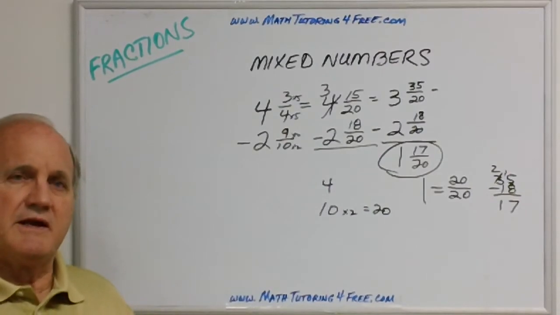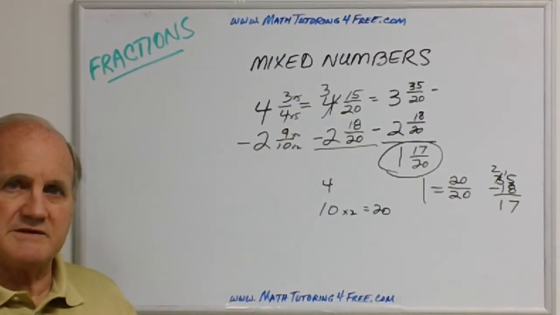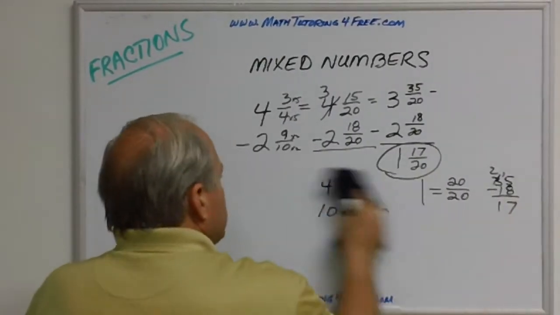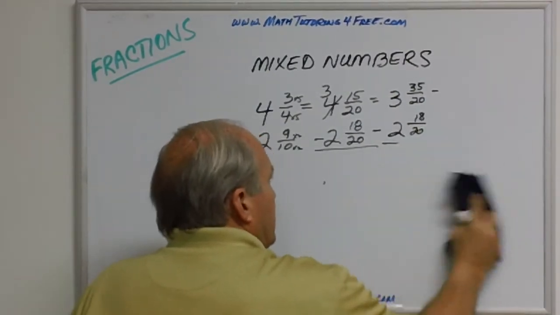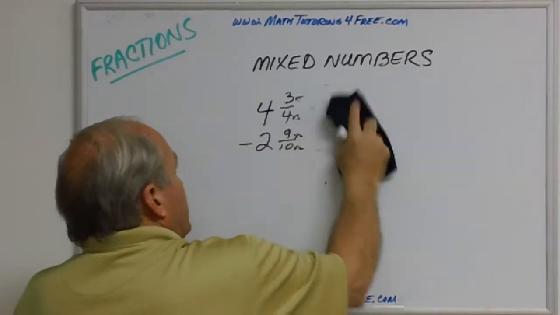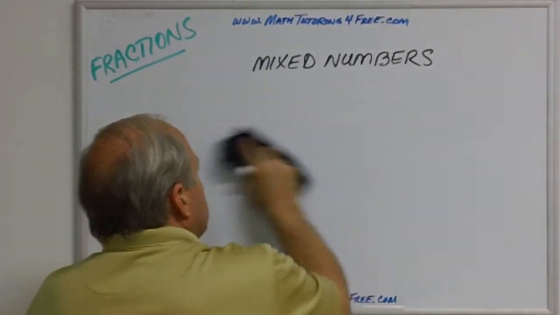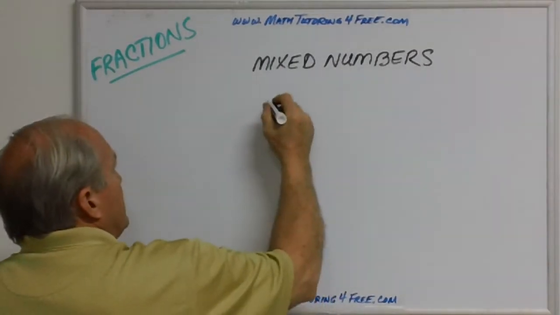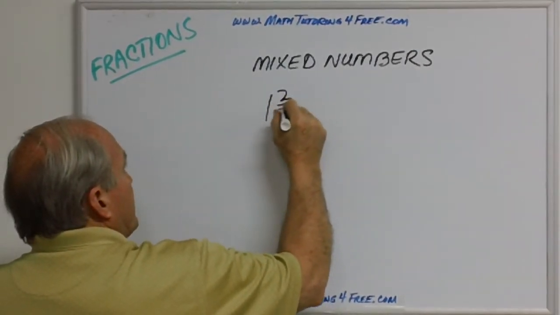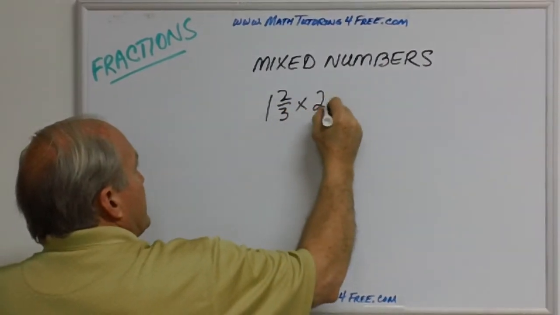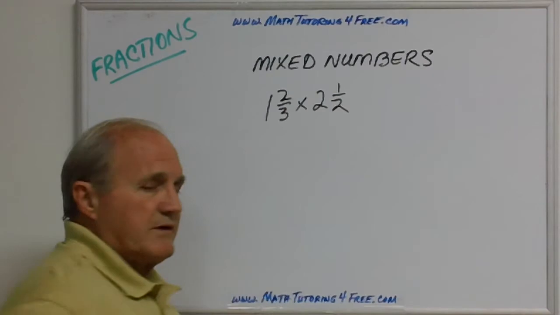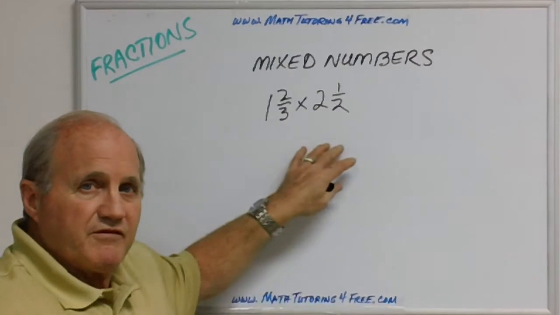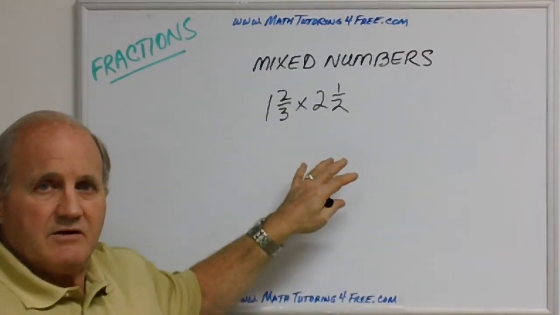Let's take a moment and multiply by mixed numbers. That's not so much difficult once you have done a few, but a little different than anything that we've done so far. But let's say that we wanted to multiply the mixed numbers. Oh, let's make it easy. Let's say 1 2/3 times 2 1/2.